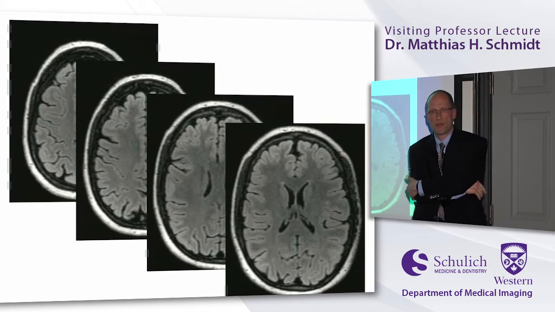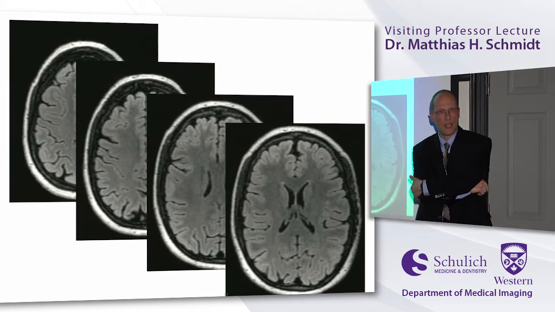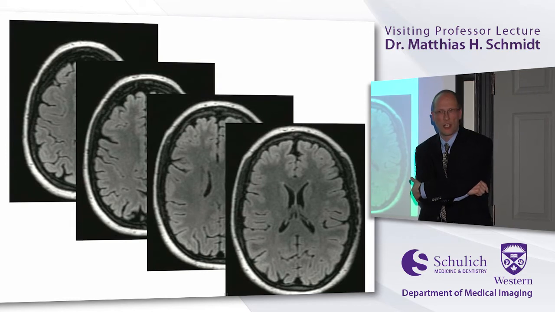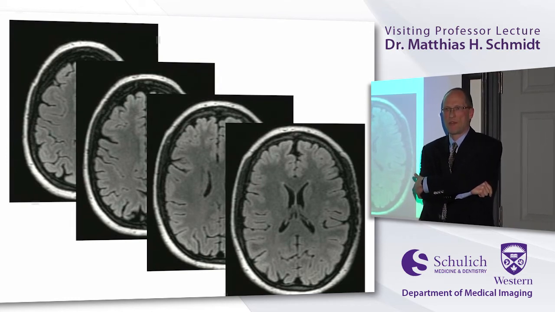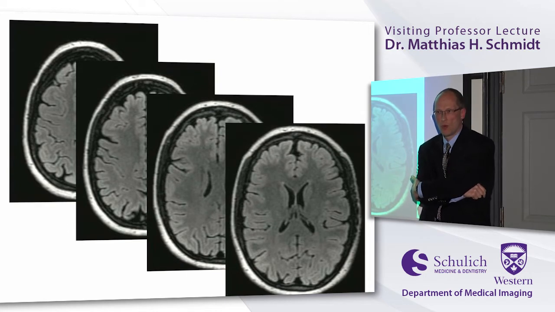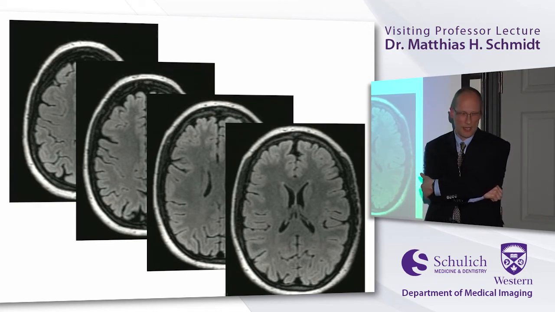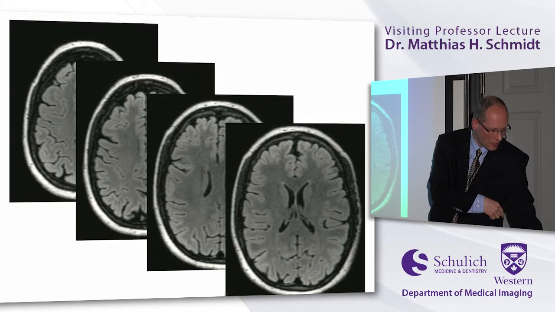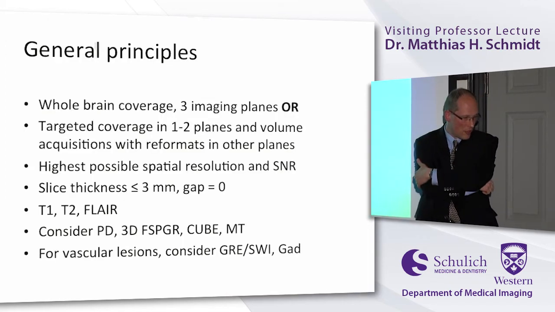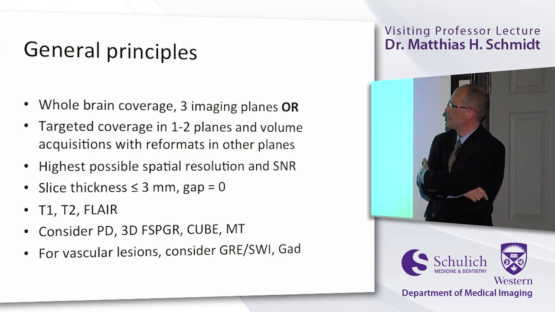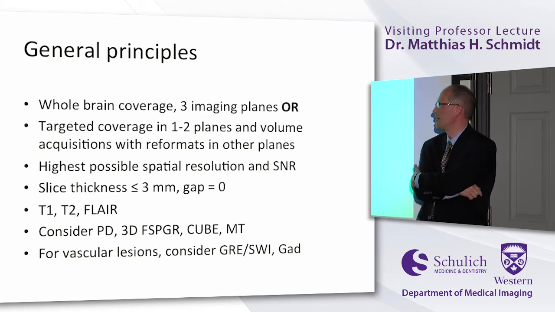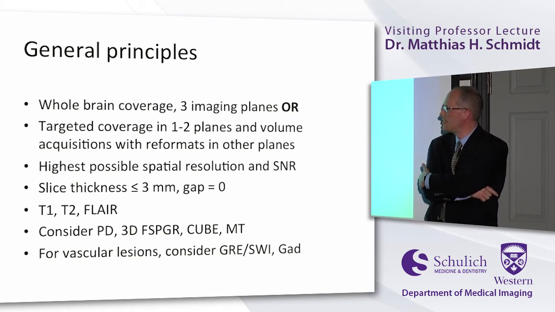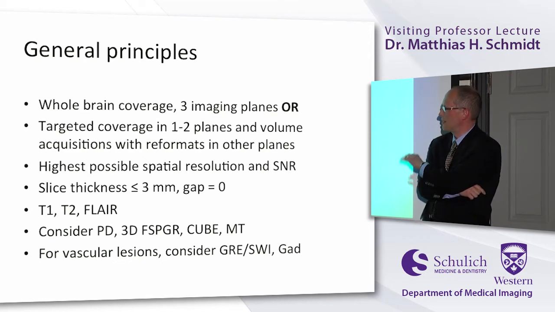But actually, I'm in the process of revisiting my thinking about this, because pretty decent is actually not good enough. I think it should be really excellent, and so I may revert to some more primary coronal and axial acquisitions as we go along. The general principles of epilepsy imaging then are whole brain coverage, 3 imaging planes, or at least targeted coverage in 1 to 2 planes, and volume acquisitions with reformats in the others.